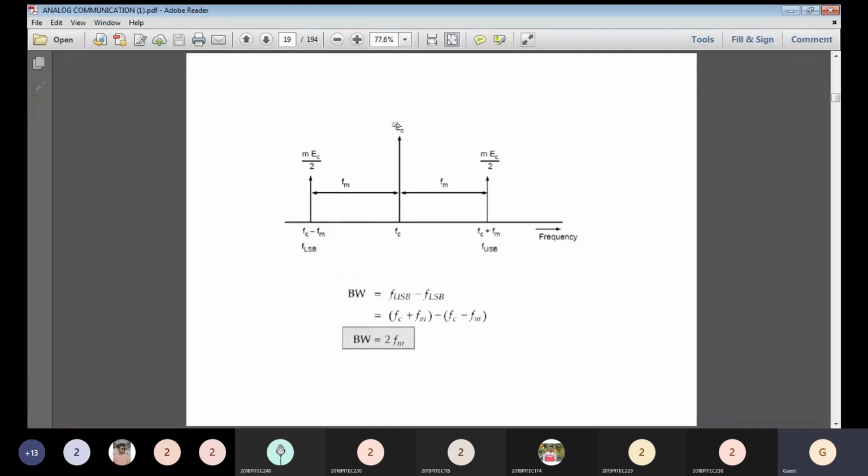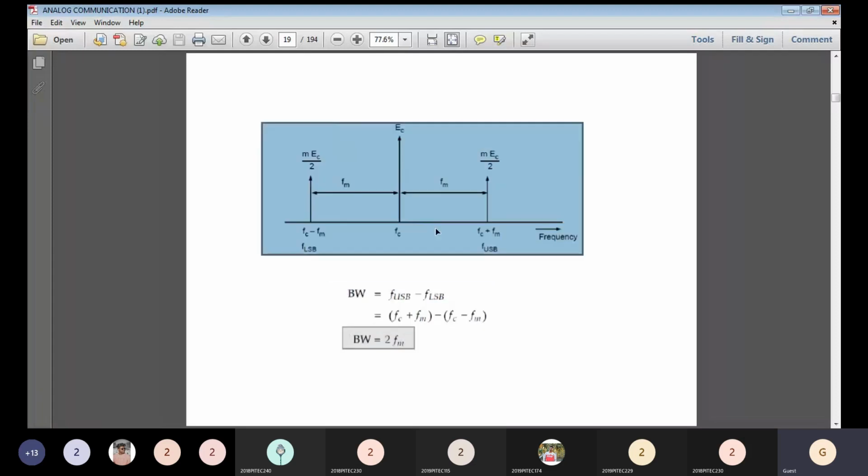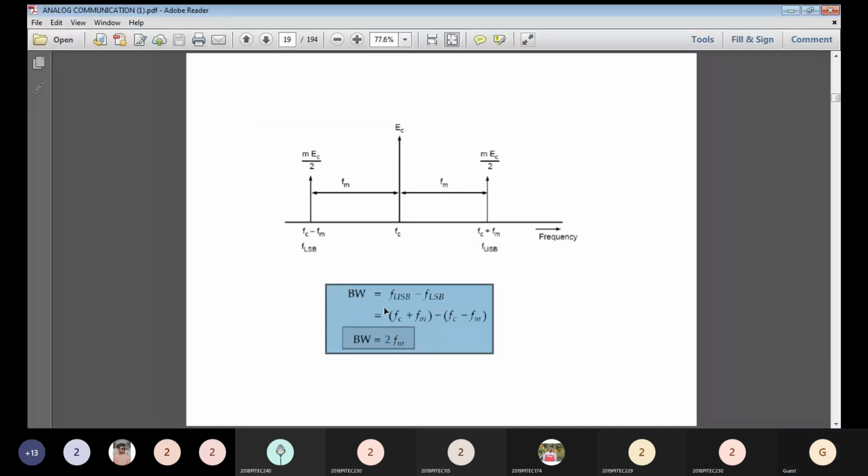Next, the amplitude values of the terms. For Fc, the amplitude value is Ec. For the upper sideband and lower sideband, the amplitude value is m Ec by 2, the modulation index times carrier amplitude divided by 2. That's all; this is the diagrammatic representation. In problems, they will ask to draw the frequency spectrum of the amplitude modulated signal. Next is bandwidth. Bandwidth means the frequency range: the upper frequency minus the lower frequency value. Here in the AM signal, we have three frequencies.